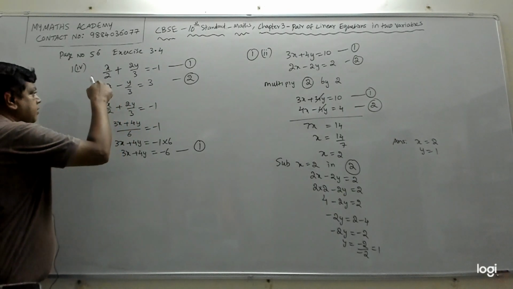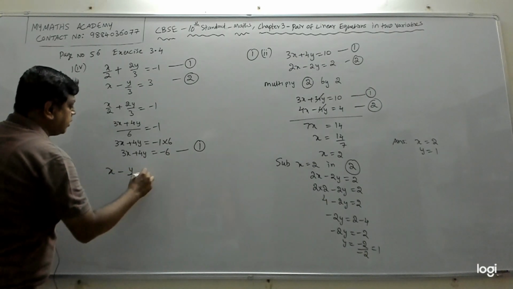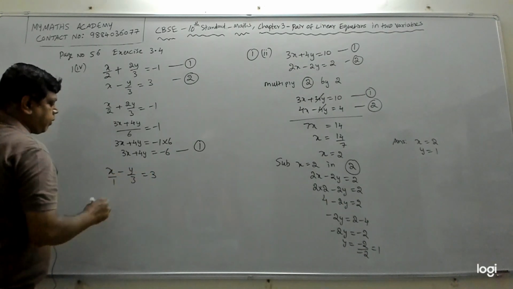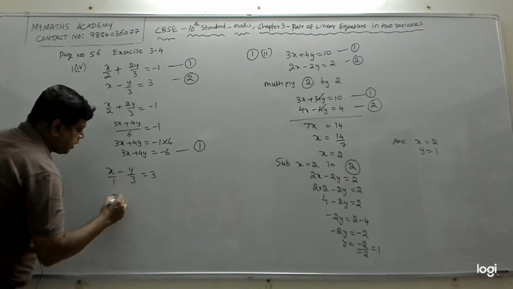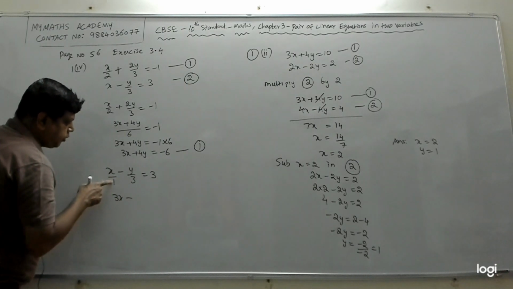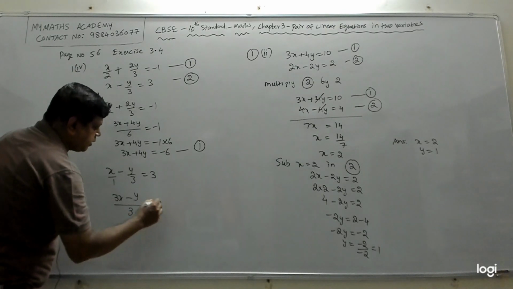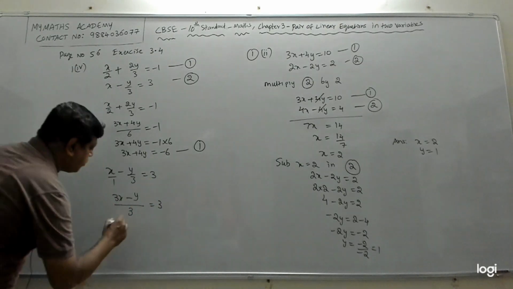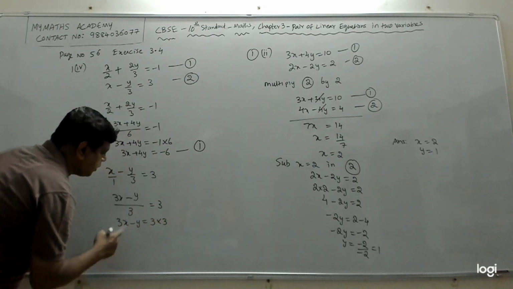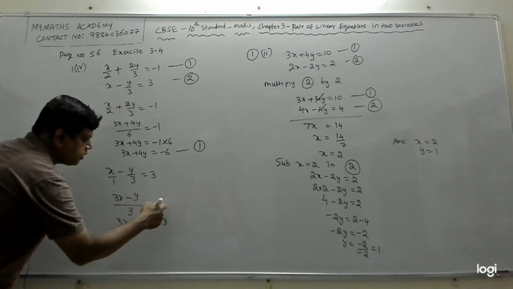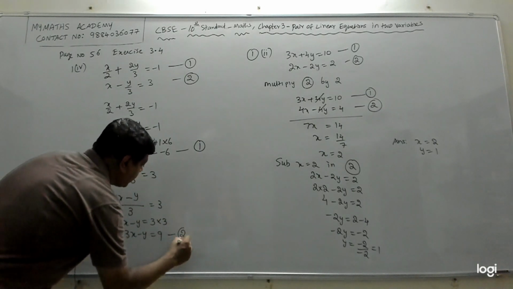Now let's do the similar thing for the second one. The second equation is x minus y by 3 equal to 3. We'll put x as x by 1. Again, let's do the fraction subtraction. So x into 3 is 3x, minus 1 into y is y, by 1 into 3 is 3, equal to 3. So 3x minus y equal to 3. This 3 goes here, it becomes into 3. If it is by 3, when it goes here, it becomes into 3. So 3x minus y equal to 9. This is your second equation.